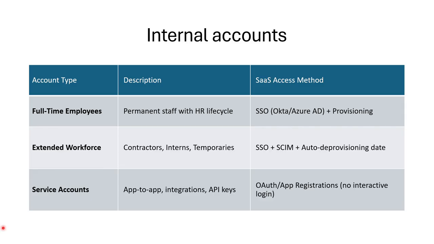Our focus is on three categories of access: internal, external and accountless access. Internal accounts include full-time employees or permanent staff with an HR life cycle, extended workforce or contractors, interns, temporaries, service accounts or app-to-app integrations, and API keys. Please pay attention to their SaaS access method. Theoretically, they can access everything, local or on the cloud.